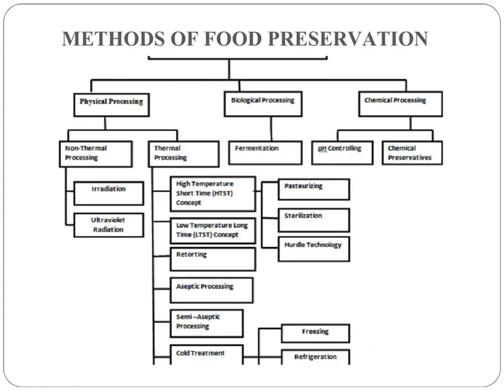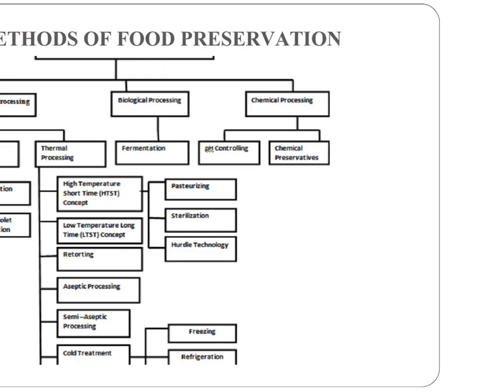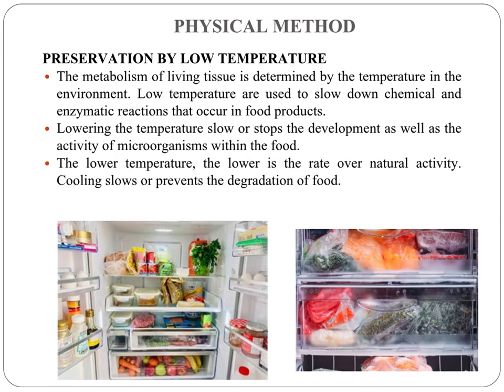Food preservation methods can be broadly classified into three categories. These are physical methods, chemical methods, and biological methods. Each method uses a different approach to extend shelf life and maintain food quality. Let us study each of these methods in detail. First, let us discuss physical methods of food preservation.